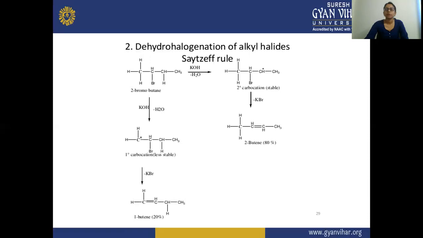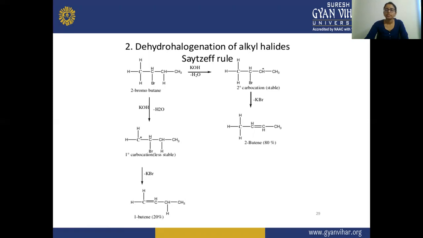So this secondary carbocation is more stable. And from here you can see that KOH will break and form K positive and OH negative. This OH negative will react with this H. It will abstract this H from here, and there is a removal of a water molecule and a formation of a carbocation. Carbocation means the carbon containing a positive charge. So this is the secondary carbocation, which is more stable than the primary carbocation.